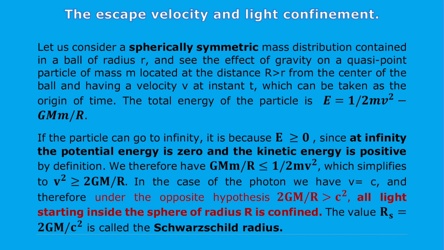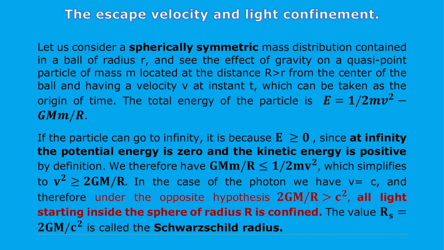Let us therefore assume a spherically symmetric mass distribution contained in a ball of radius small r and see the effect of gravity on a quasi-point particle of mass small m, located at the distance capital R greater than small r from the center of the ball, and having a velocity v at instant t, which can be taken as the origin of time. The total energy of the particle is capital E equals 1/2 m v squared minus capital G capital M small m over r.